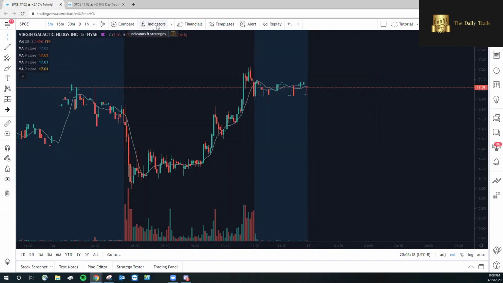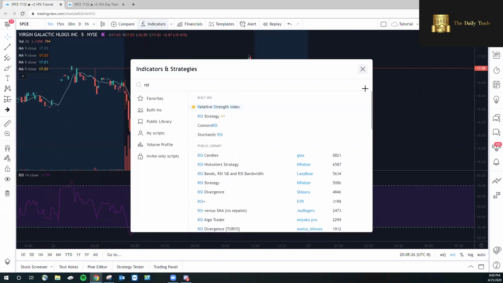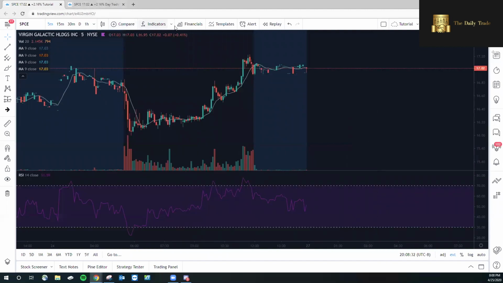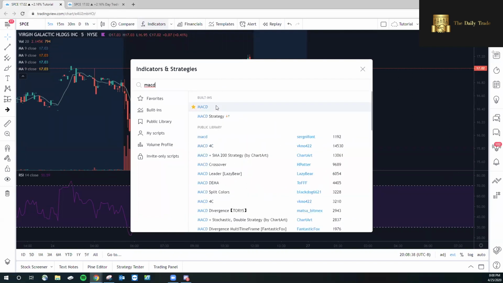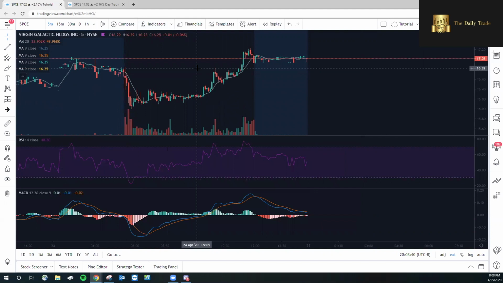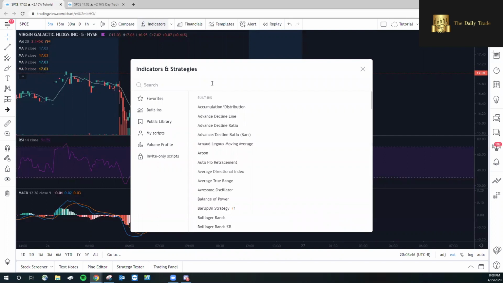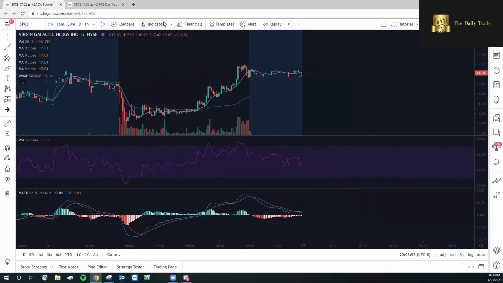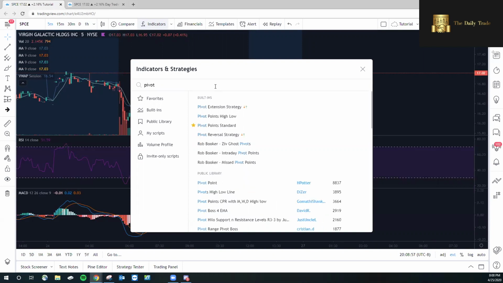We're going to go ahead and get our next indicator, which is going to be our RSI. So we have that right here. All right, and then we're going to get our next indicator, which is going to be our MACD. And second to last, we're going to have our VWAP. And then our last and final one, our pivot points.